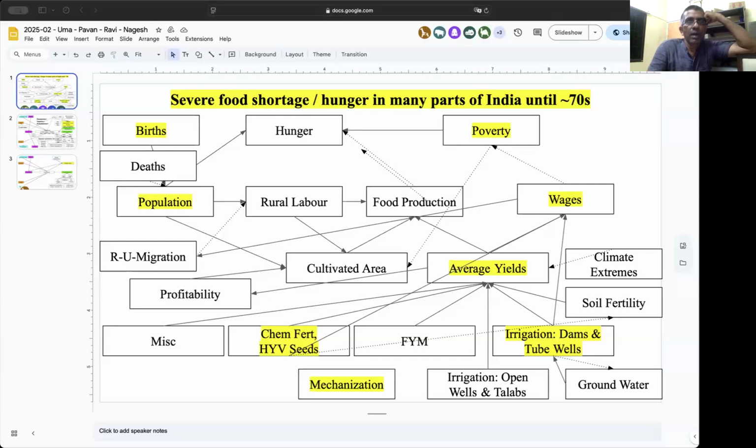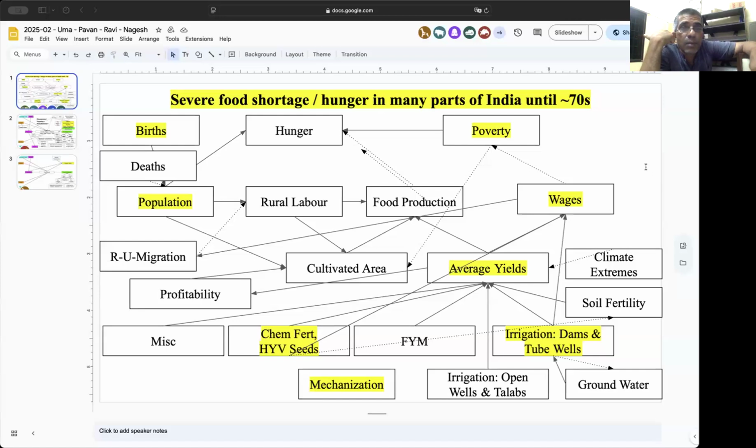Okay, so we looked at this. This is the second one or the first one, sir? First one, sir. Oh, I see. Okay. So, this is severe food shortage, hunger in many parts of India until the 70s. Basically, what happened in the 60s and 70s was we were unable to feed our own population. We started importing wheat.